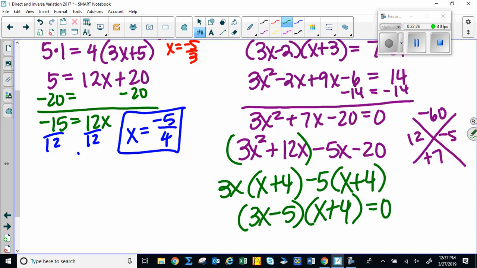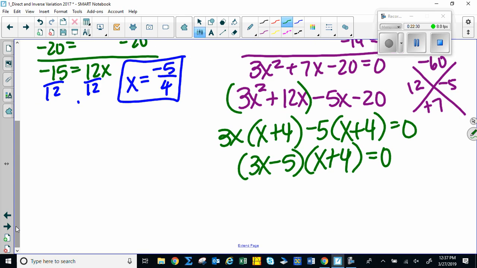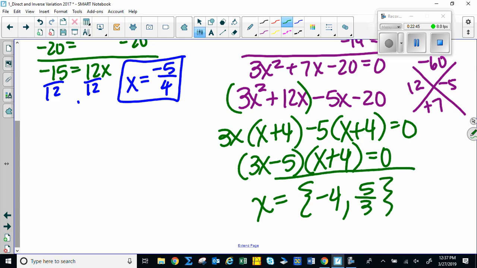So if you have your factors, we're going to set each factor equal to 0 to find the roots. So this root gives me a -4. This one gives me 5/3. Are either of these excluded values? No. The only thing is, if I had an answer that was that -3, I'd have to cross it out.